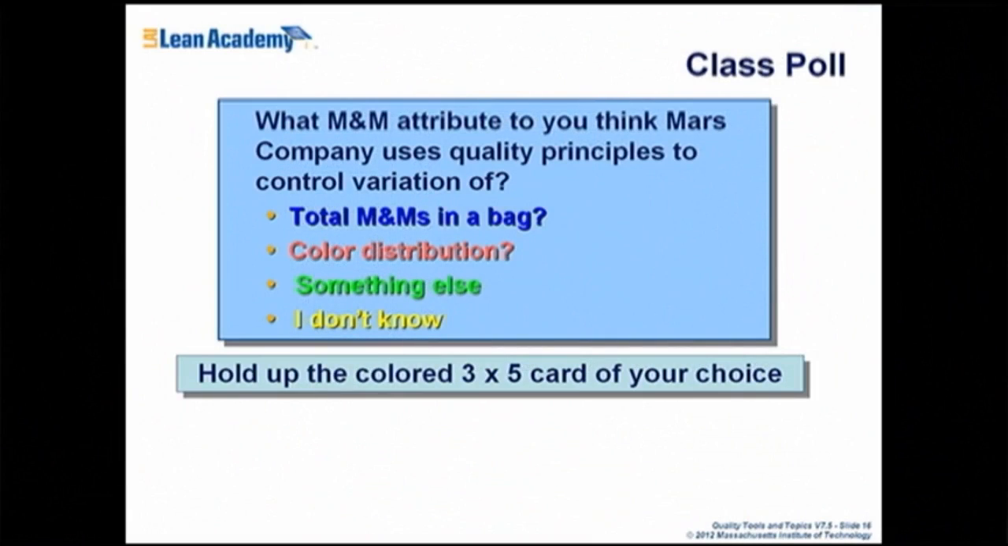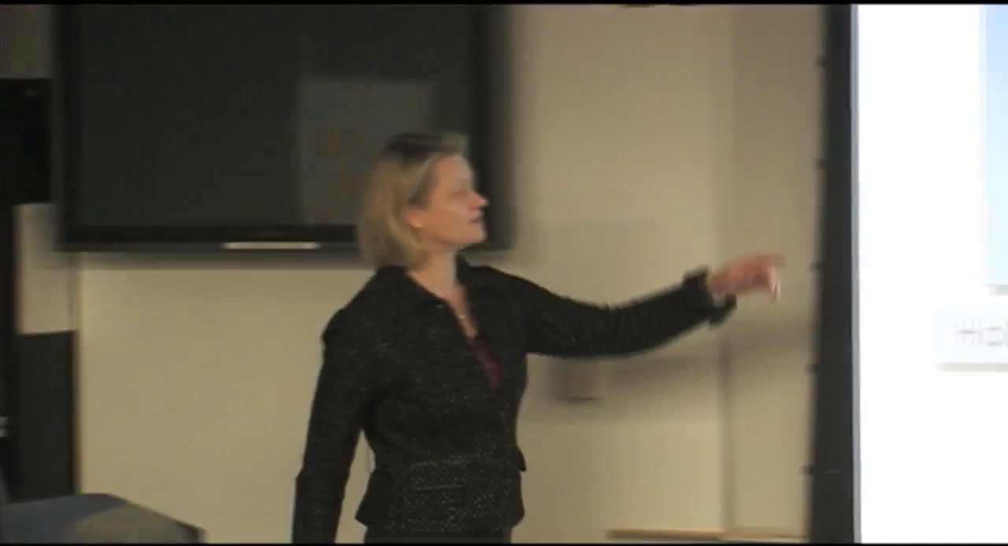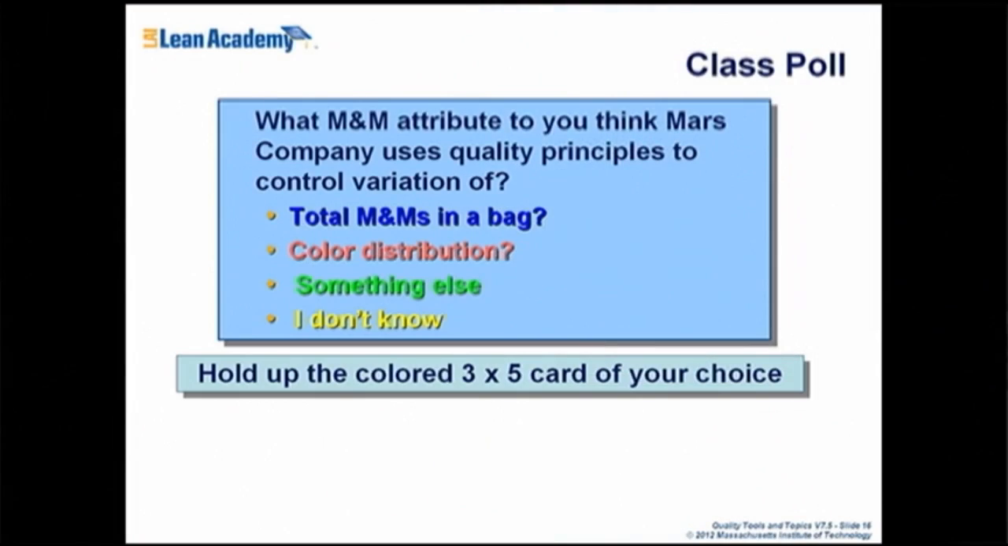Kind of variable. So if we're thinking about quality, and we're thinking about the M&M attribute that you think Mars Company, which is the company that makes M&Ms, what attribute do you think that they're applying quality principles to control the variation of? So do you think they're controlling the variation of the total M&Ms in a bag? Not with that big a variation. How about the color distribution? Not that. So is it something else? So I won't accept that as an answer. What do you think it might be?